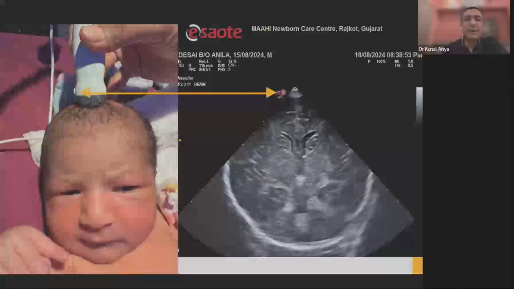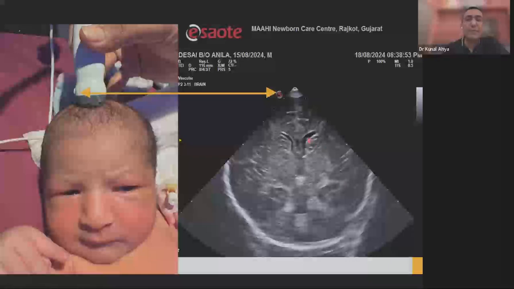This is the marker on the screen. So whatever lesions or structures are present on this side are on the right side of the baby's brain. And whatever structures are present on the left side, that is on the opposite side of the marker, those are the lesions present on the left side.